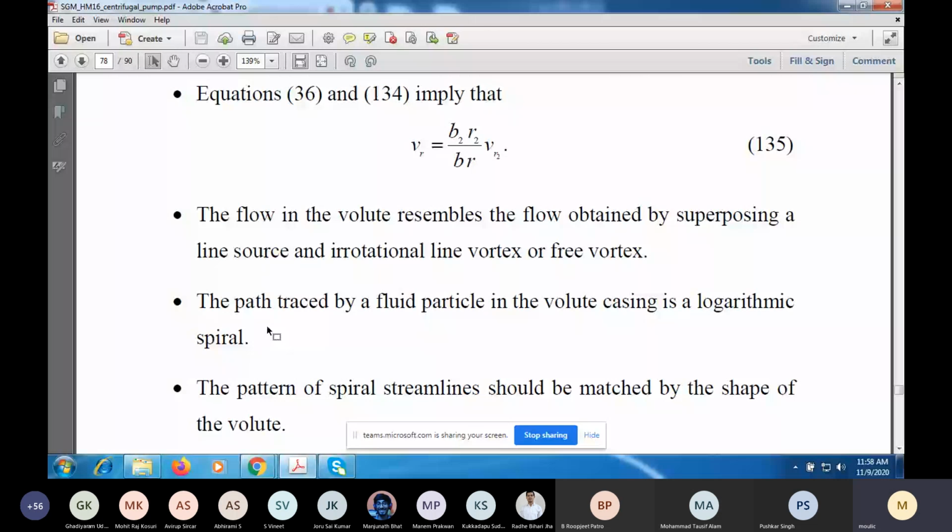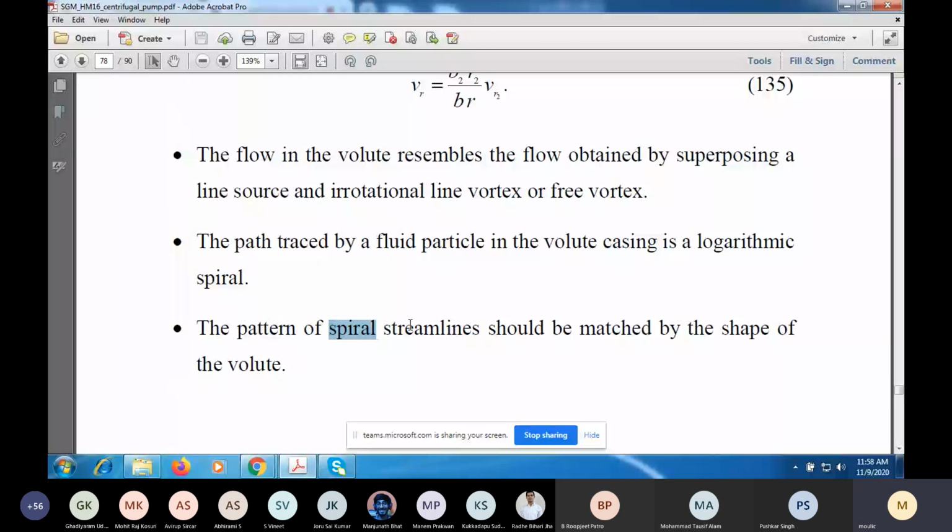So the pattern of spiral streamlines should be matched by the shape of the volute, so that the flow conforms to this kind of a flow. So that is why the shape of the pump casing is in the form of a volute, which is a logarithmic spiral. So this is your inviscid flow design.